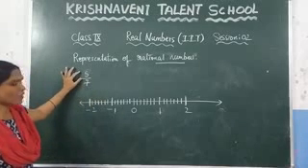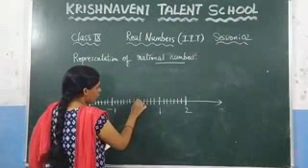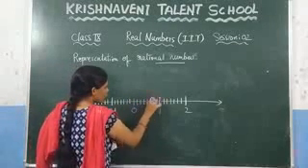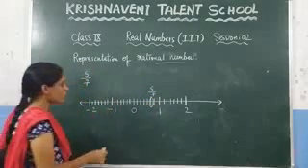How many steps? 5 steps to the right side. So here, at this point, count it 1, 2, 3, 4, 5. This is nothing but 5/7. If you want to check it, you can check.